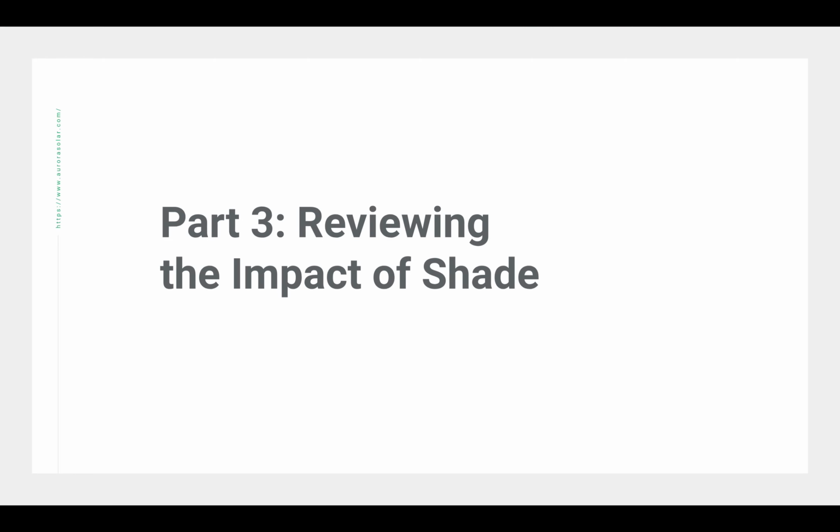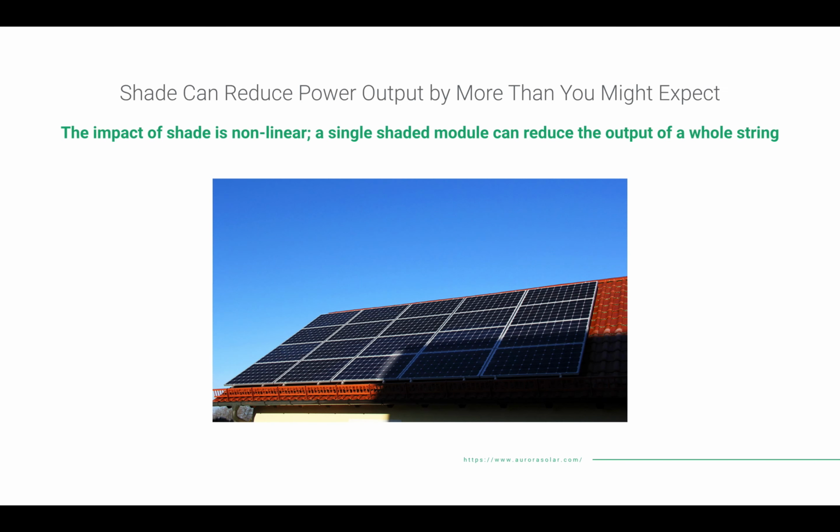Alright, now that we've discussed how irradiance is defined and calculated, it's important to understand how irradiance impacts solar energy production. Intuition suggests that power output of the panel will be reduced proportionally to the area that is shaded. However, this is not the case at all. The reduction in power output from even a small amount of shade can be significant. Let's review why shade has such a disproportionate impact.